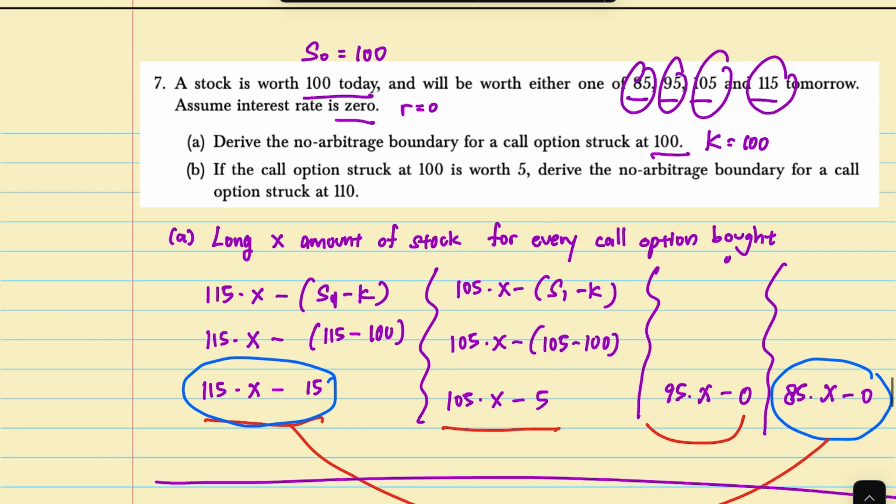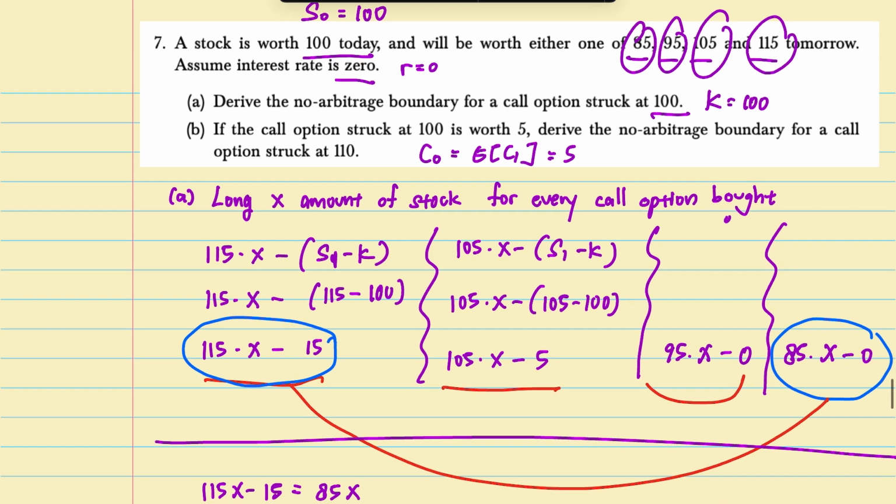For question B, it basically asks us if the call option struck at 100 is worth 5. So it means that C0 equals E[C1], because the interest rate R is 0, equals 5. Then we need to derive the no-arbitrage boundary for a call option struck at 110.